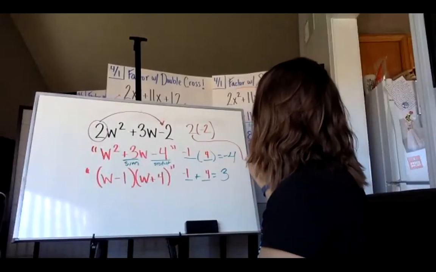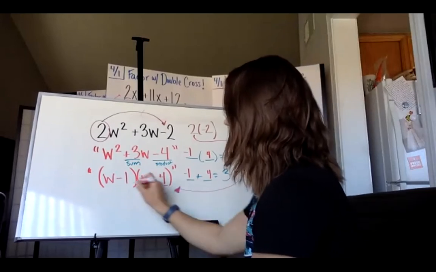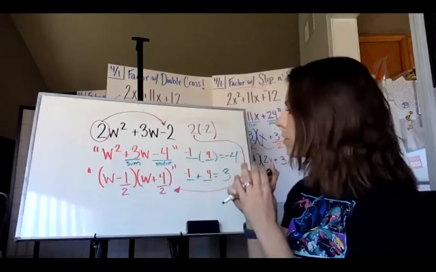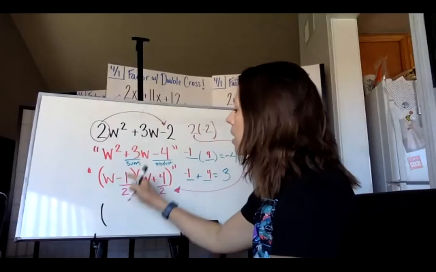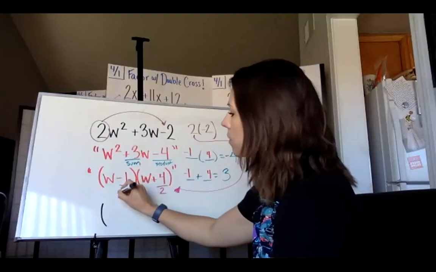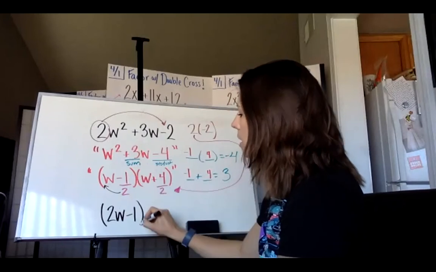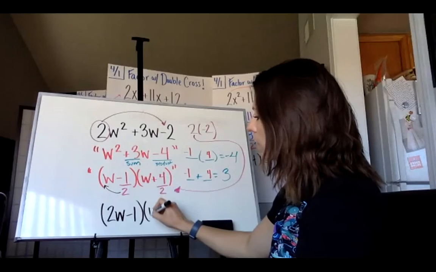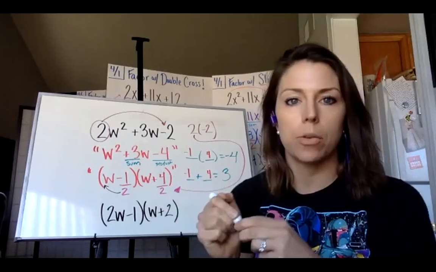So I'm taking the 2, sliding it underneath, and simplifying where possible. So taking it out of quotations, putting it into a final answer. So cannot simplify 1 divided by 2 evenly, so slide that 2 in front. 2w minus 1 is my first binomial. Can do 4 divided by 2. 4 divided by 2 is 2. So w plus 2 is my second binomial.